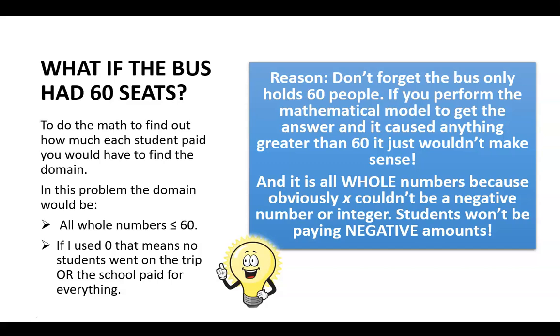Also, I made the restriction of whole numbers because in this particular thing, we're talking about money. So money is not negative, not in this instance anyway, because a student is not going to be paying a negative amount. They will all be paying a positive amount. So therefore, my restriction in my domain is all whole numbers less than or equal to 60.